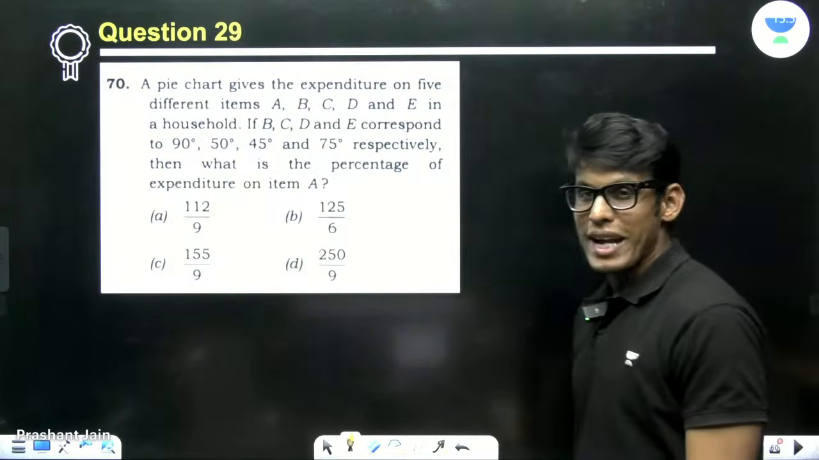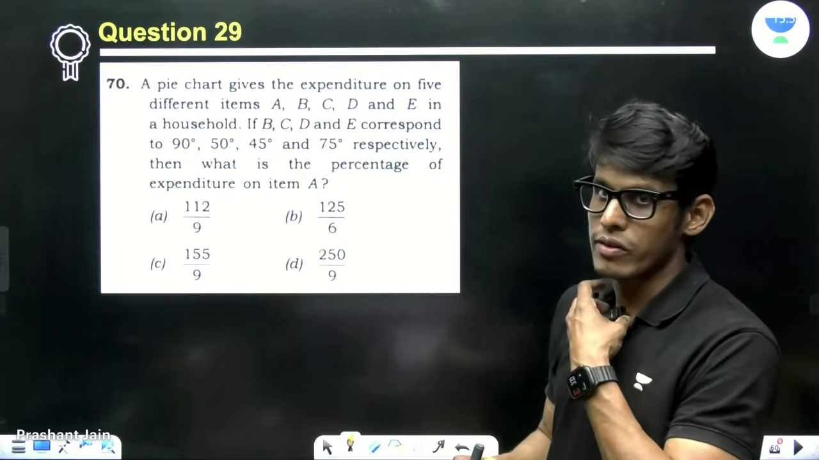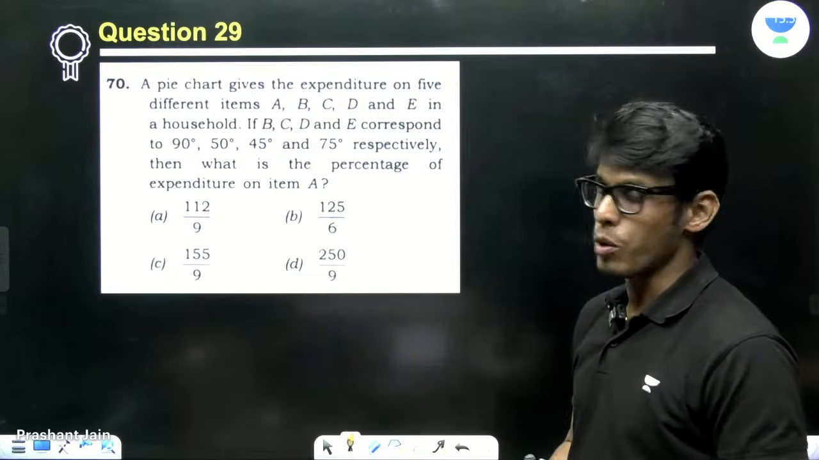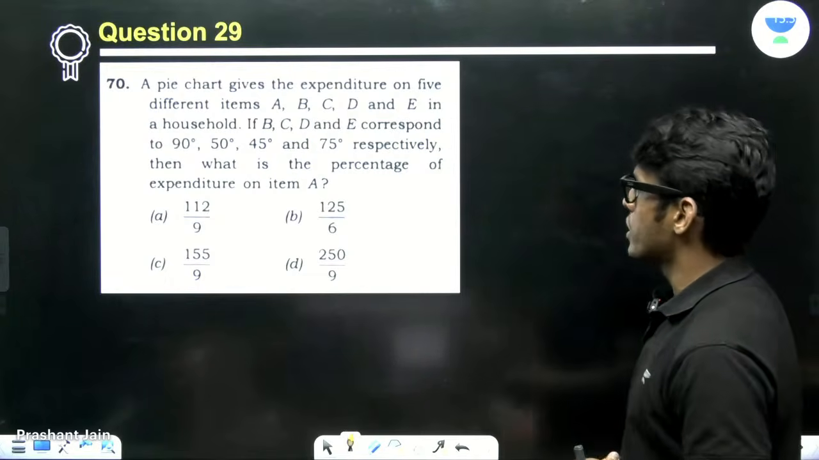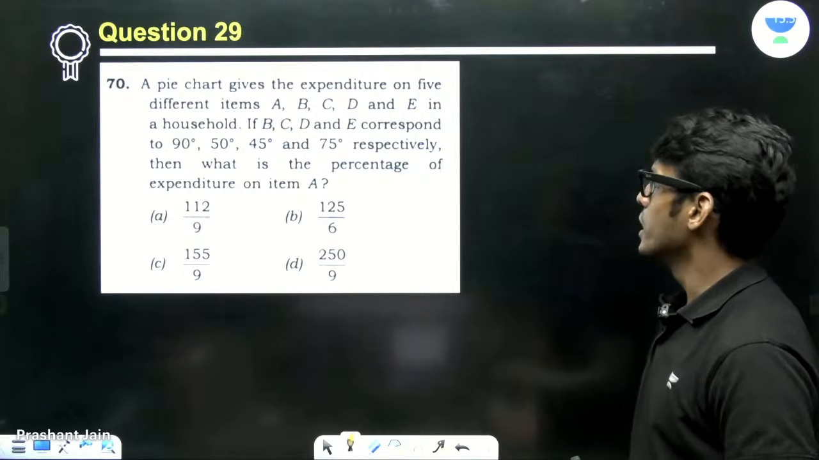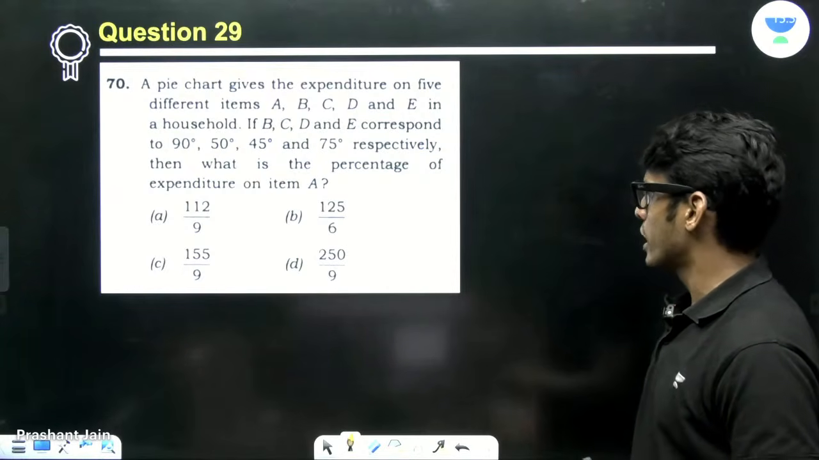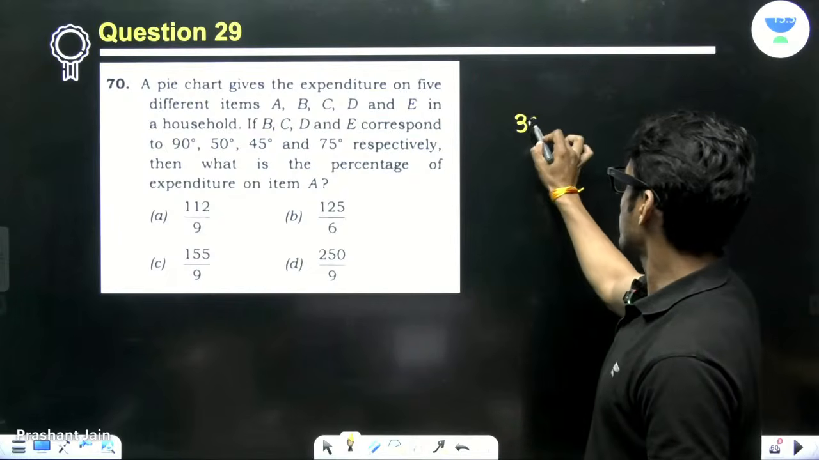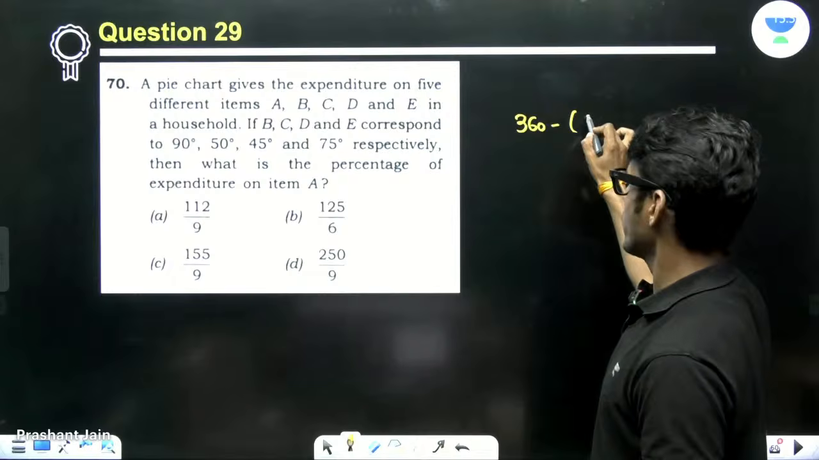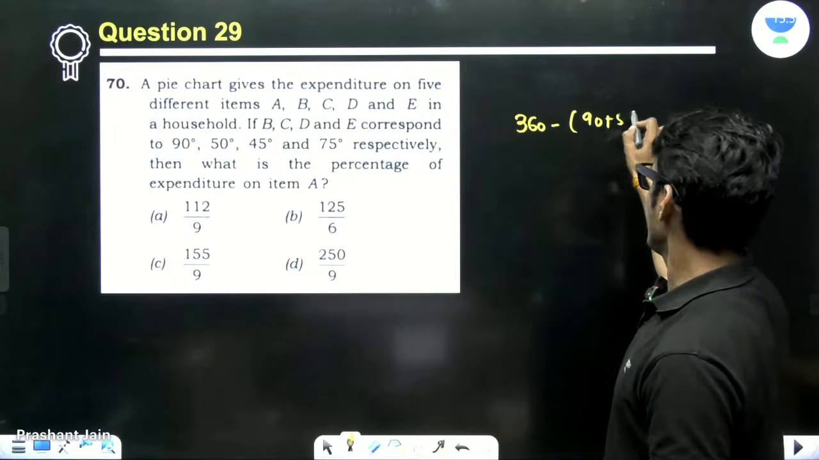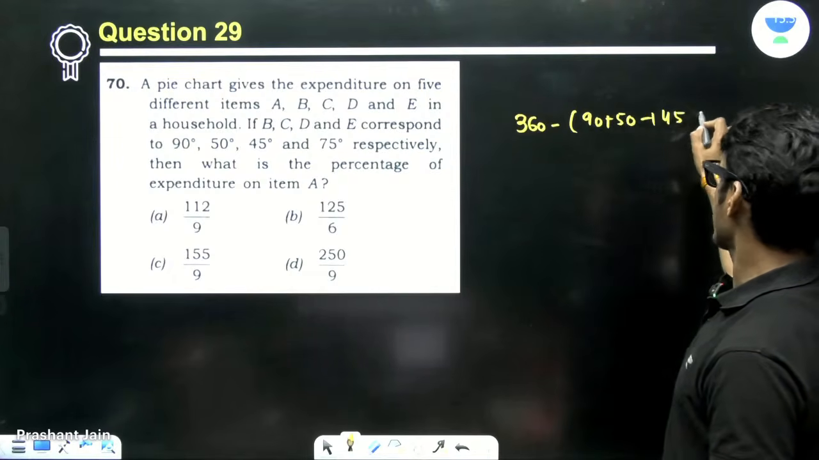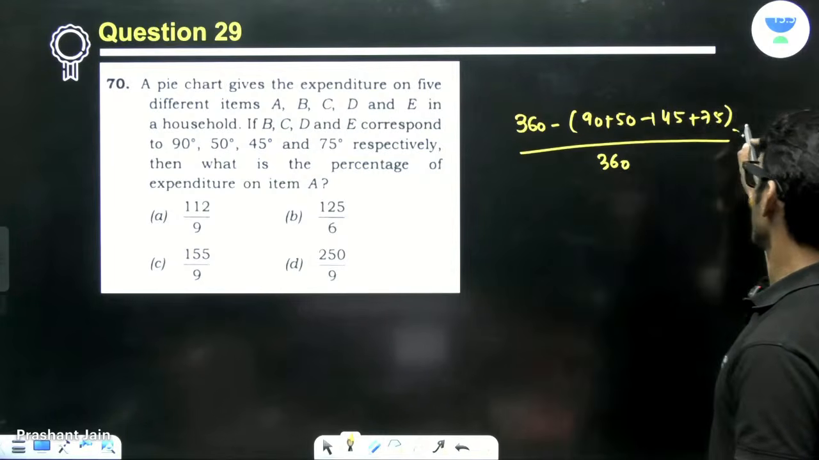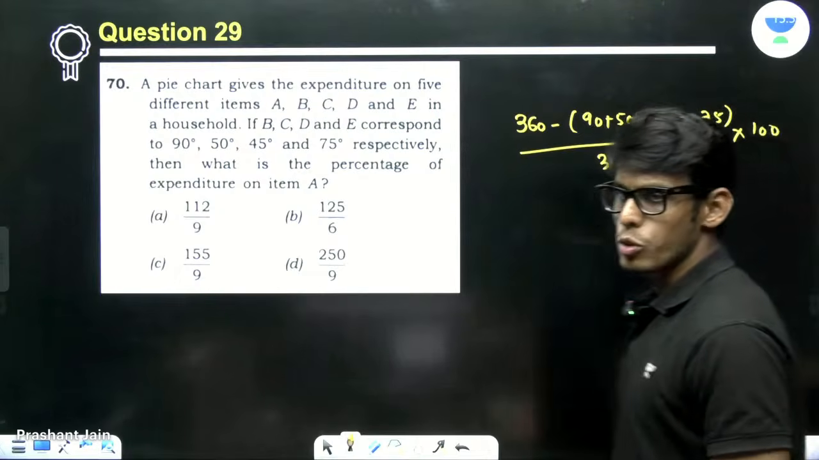Okay. A pie chart. Now the pie charts and bar charts are very, very simple, and I have seen them everywhere. In every single paper, we see problems of these. Pie chart gives the expenditure on 5 items, A, B, C, D, E in a household. If B, C, D, E correspond to these angles, what is the percent of expenditure on A? Very simple. The total angle sum is 360. So we add all these angles corresponding to B, C, D, E. This is going to be your percentage, isn't it?